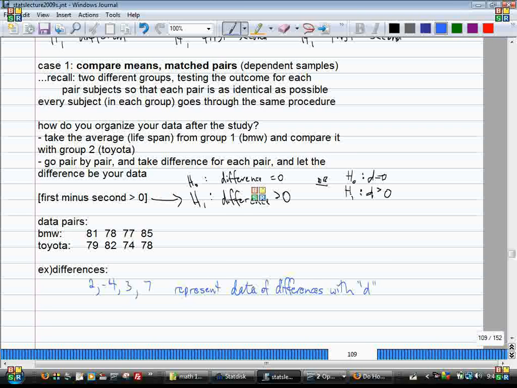So if BMW owners live longer, one way to say that is that the first one is bigger than the second one. But if you say first one bigger than second one, that's really treating it as if it's two separate groups of data. We really want to talk about the difference. So if the first one is bigger than the second one, what happens when you take the first one minus the second one?